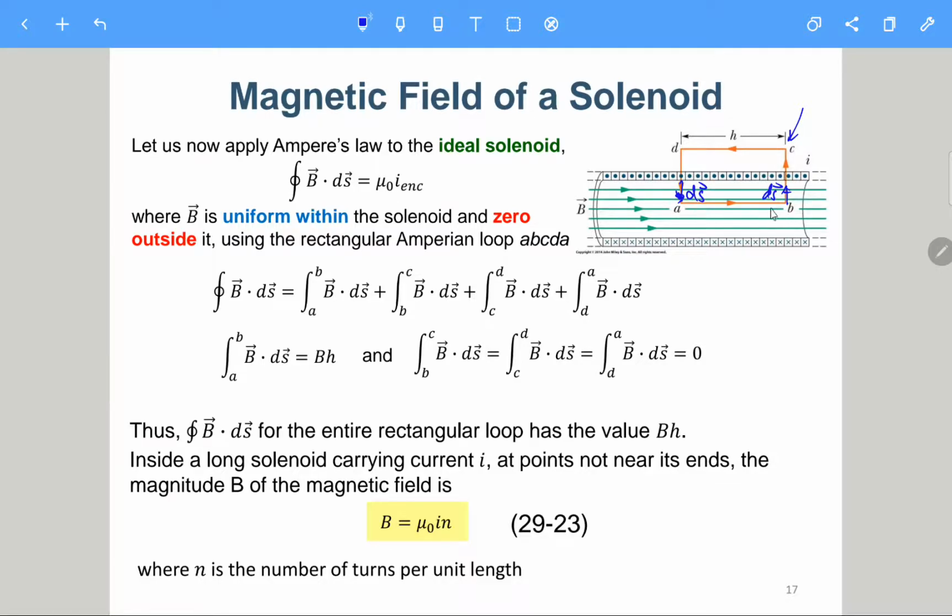The only remaining part is AB, which is what we are concerned with, because we are concerned with the B field inside the solenoid. We assume the B field is uniform, and it is parallel to the central axis, and the loop is also parallel to the central axis. In this case, B dot ds is nothing but B times this length, which is h. So this line integral is Bh. So on the left side we have Bh.